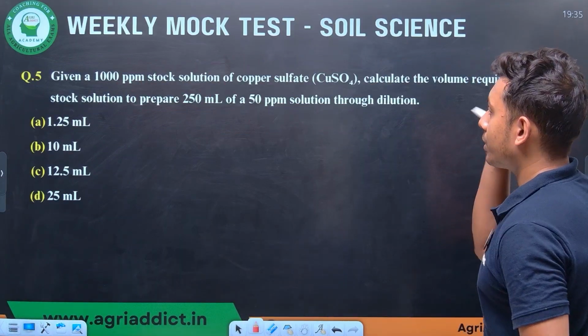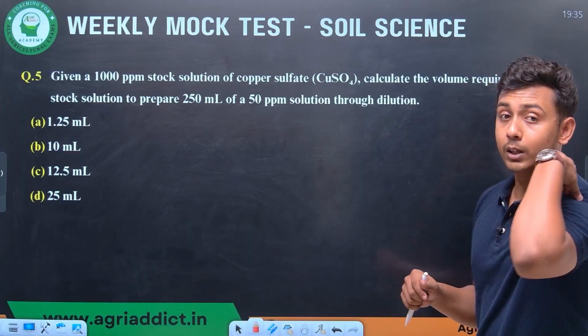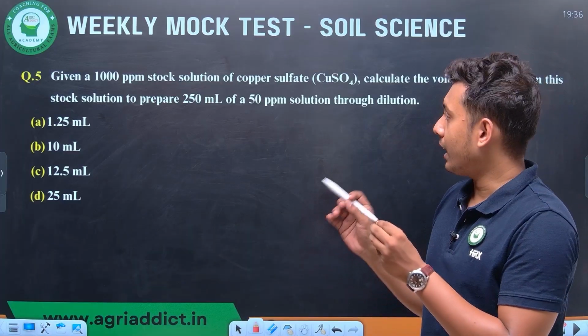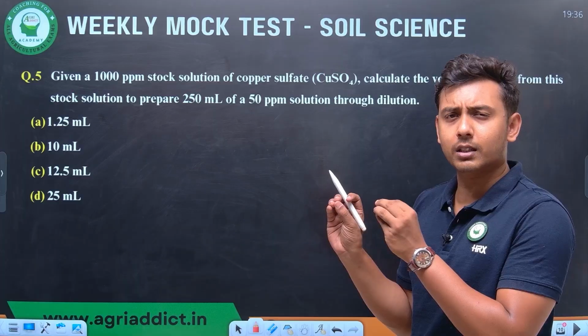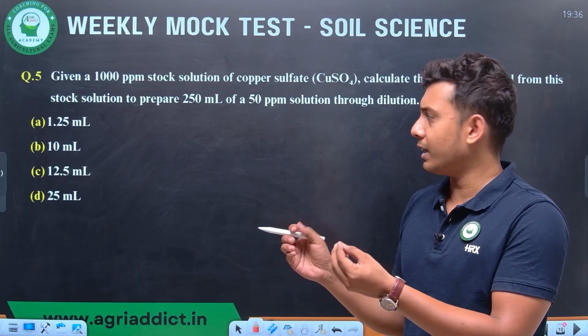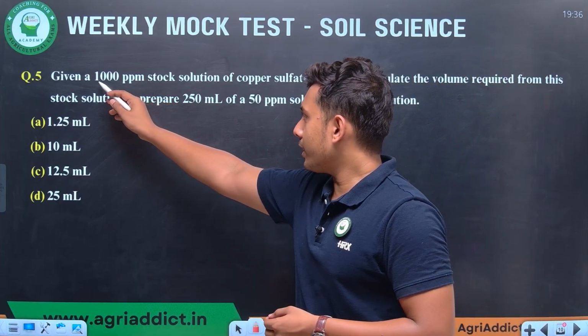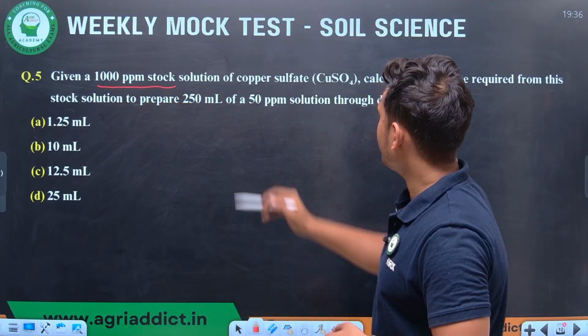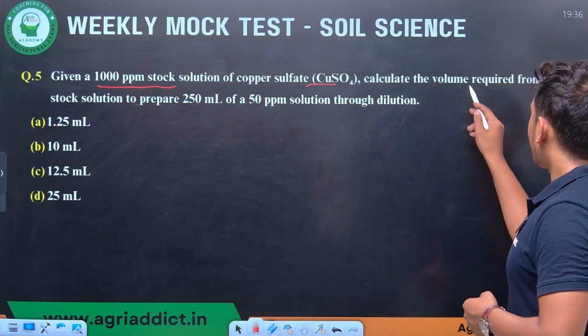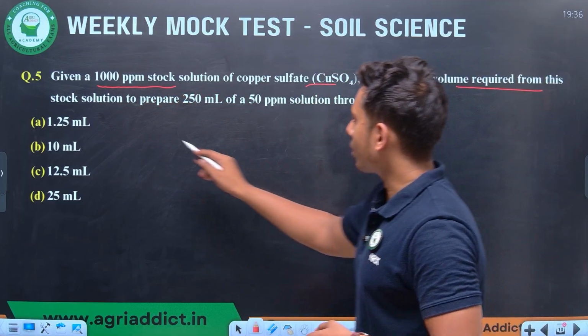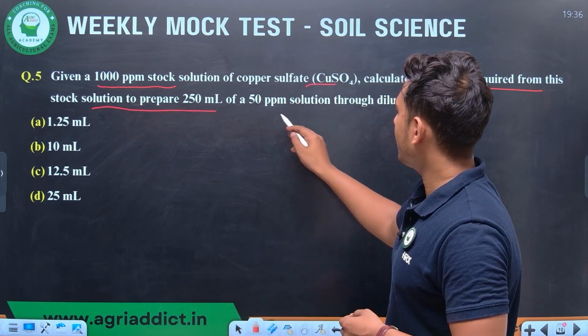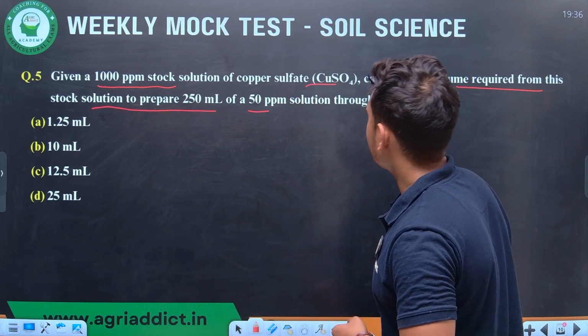Now comes the next question. It is a calculation type of question. You have to learn it, and these simple calculations come in the exam, and it is very easy to do. Given a 1000 ppm stock solution of copper sulfate, calculate the volume required from the stock solution to prepare 250 ml of 50 ppm solution through dilution.